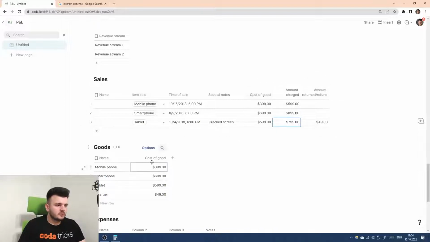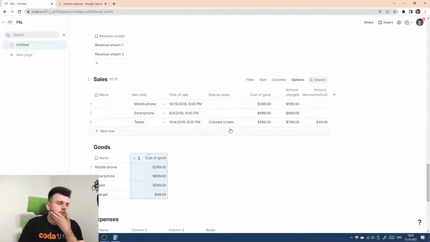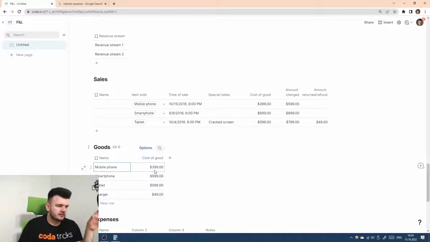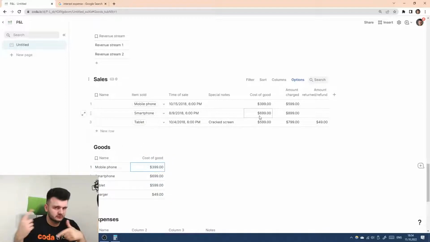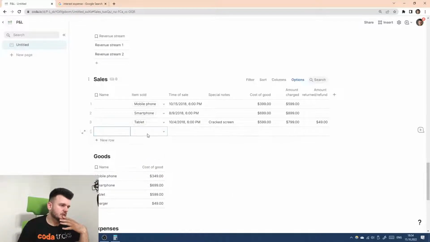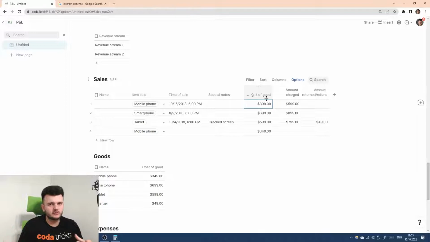And the reason why we don't just want to read this property of cost of good, and maybe we don't even need it on the goods side, is that naturally prices change, right? So a mobile phone can have a price change, but we cannot retroactively recalculate it for the sales we already made. So if the price changed on a mobile phone to $349, it got discounted maybe, and we add another sale of a mobile phone, this one's going to be for $349, right? And this one still has to be calculated as $399 because that's what we've sold it for.